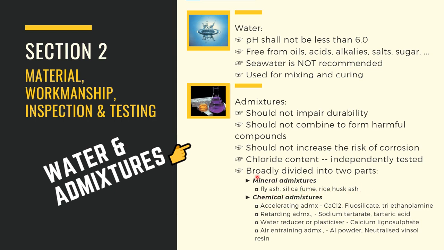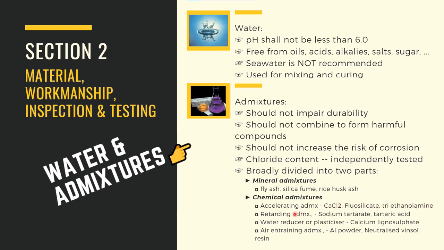These are the mineral admixtures. Now coming to chemical admixtures, there are 4 different types of chemical admixtures. First one is the accelerating admixture, which can accelerate the setting time of the cement. It can reduce the hardening and setting time. The examples are calcium chloride, fluorosilicate, triethanolamine.